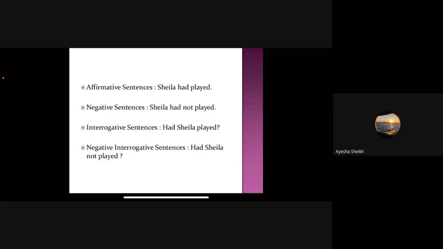Affirmative sentences: Sheila had played. Negative sentences: Sheila had not played. Interrogative sentences: Had Sheila played? Negative interrogative sentences: Had Sheila not played? So see, everywhere had plus V3 is given. Had played everywhere. And when you ask a question, we will start with had. Had Sheila played? That is correct. Don't ask the question like "Sheila had played?", that is wrong. In that, the verb will come in the beginning and the subject will come after the verb when you ask the question. Verb in the sense not the main verb, the helping verb.